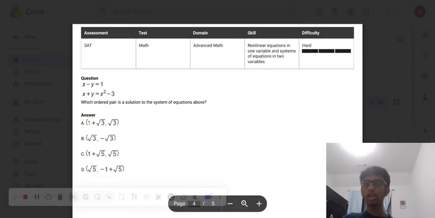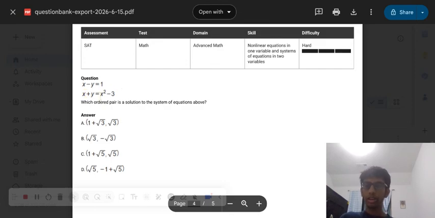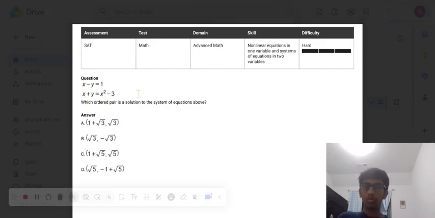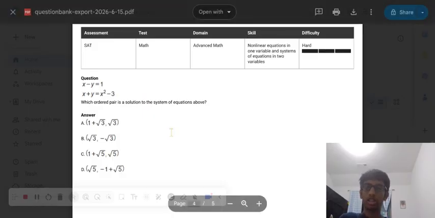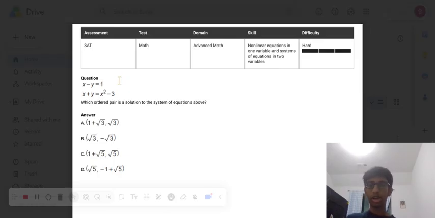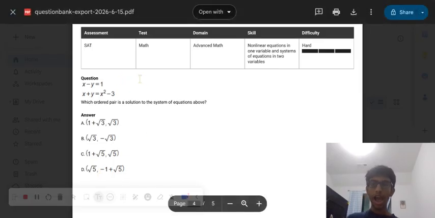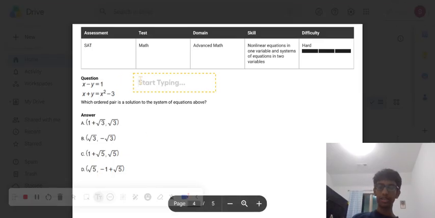Now our next question is: x minus y is equal to 1 and x plus y is equal to x squared minus 3. Which ordered pair is a solution to the system of equations above? So how are we going to be solving this? Well, first we have x minus y is equal to 1, right? So add a y to both sides and we get x.